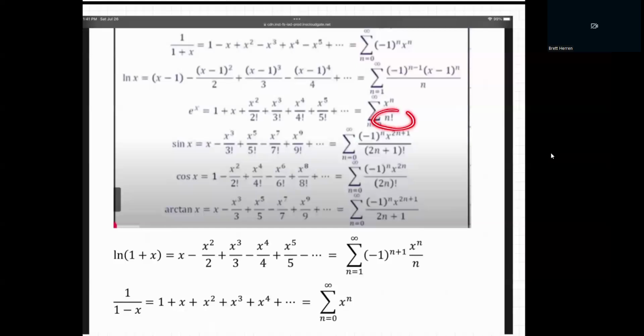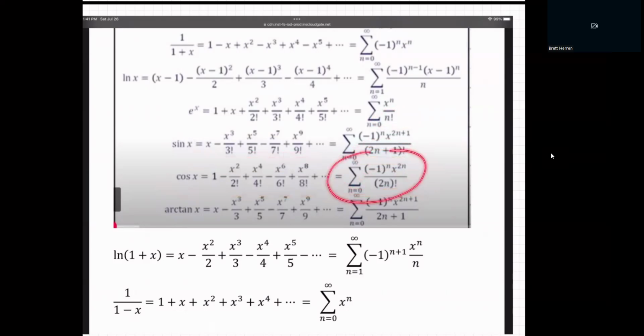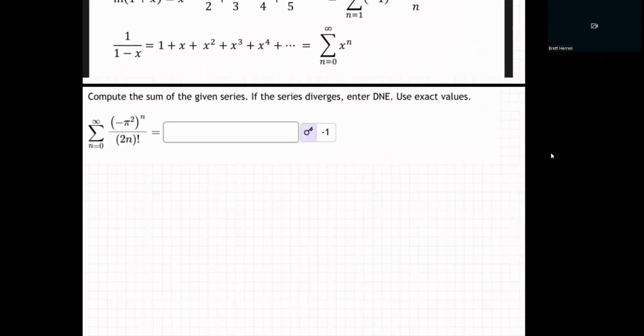Do you see anything with 2n factorial? Oh yeah, there it is right here. See 2n factorial on the bottom? That's equal to this. So here's our baby. It's cosine. 2n factorial on the bottom is cosine. So let's write that down. So cosine of x is the sum from n equals 0 to infinity.